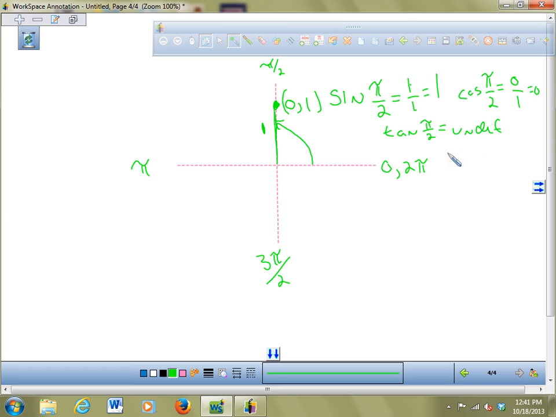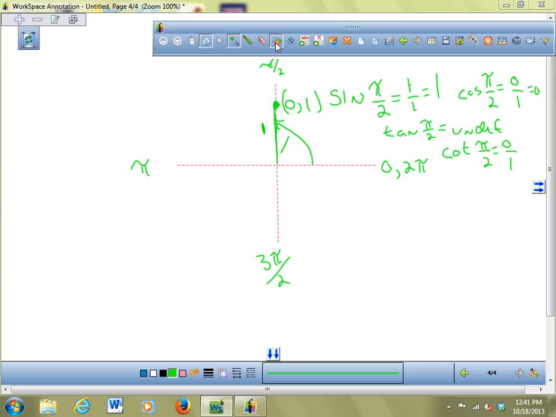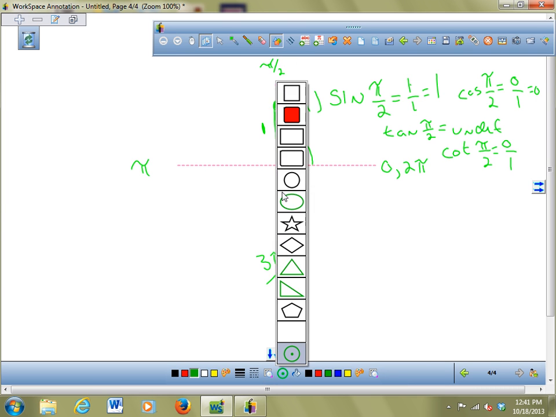What's the cotangent of pi over 2? 0 over 1. Where's the triangle? There is no triangle, because the triangle disappeared since it's straight up and down. Because if theta, okay, let me show you. I've got to draw a circle.